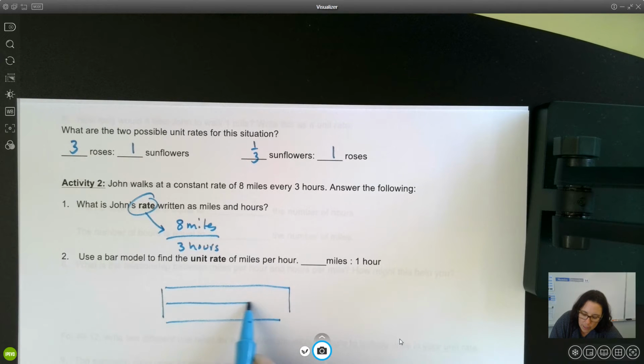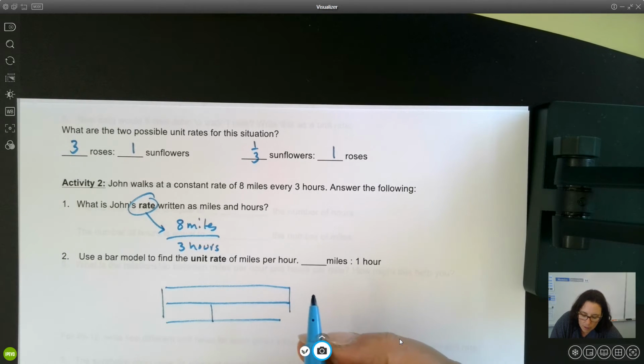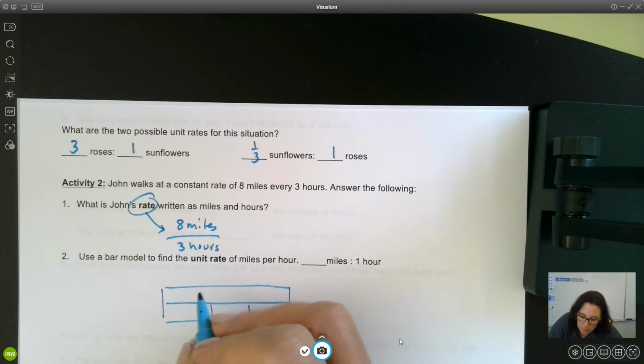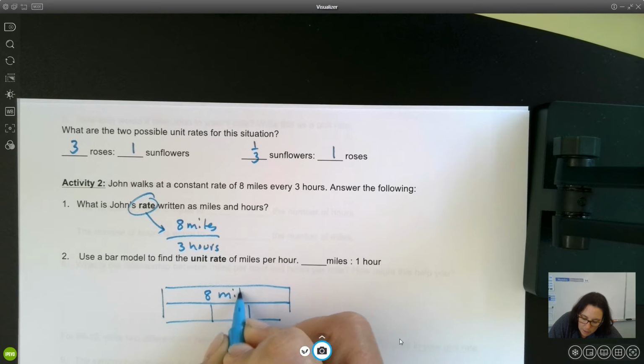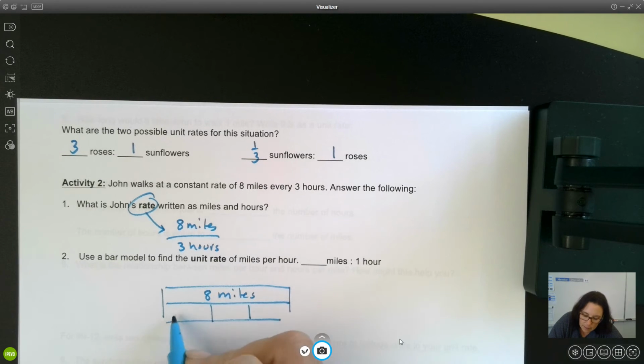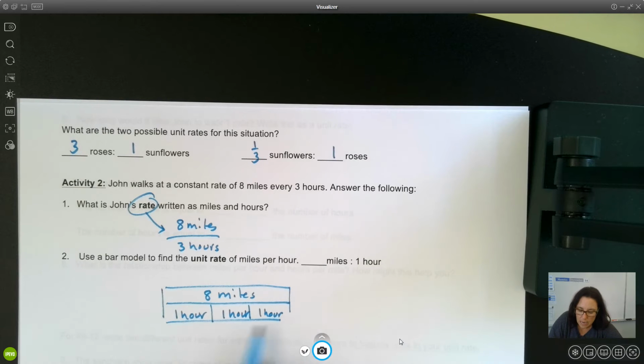Since it has 2 units, we're going to do 8 miles, 1 hour, 1 hour, 1 hour. So 3 hours in 8 miles. That's one way to show a model.